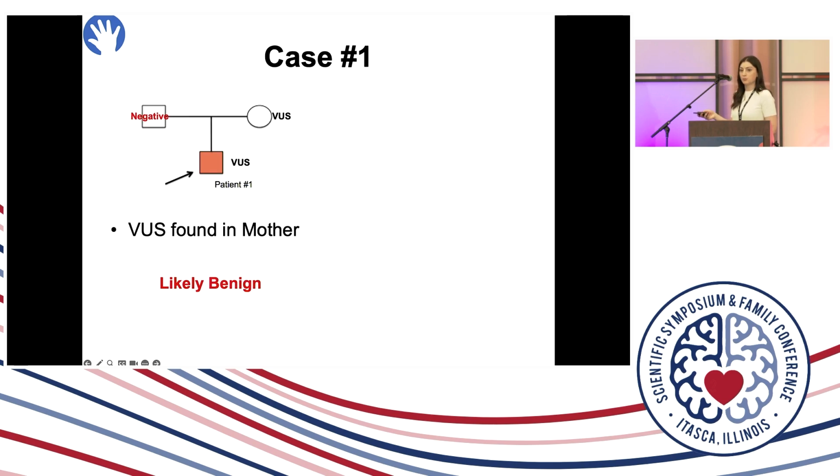And so we can do parental testing, and if that genetic change is found in one of the parents, in this example it's found in the mother, that probably gives me more assurance to say that this VUS is probably not causing any health concerns in this family tree. If this mother doesn't have any signs or symptoms of Alexander disease, then this VUS is most likely benign.